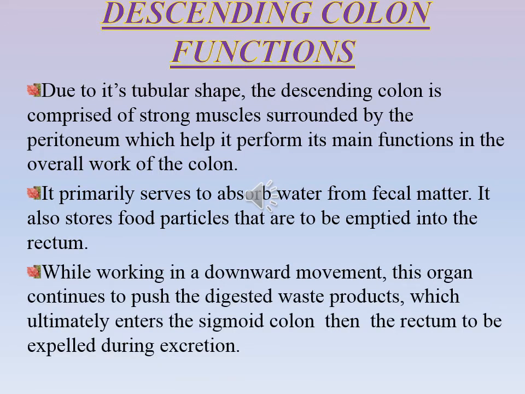The descending colon functions. Due to its tubular shape, the descending colon is comprised of strong muscles surrounded by the peritoneum, which help it perform its main functions in the overall work of the colon. It primarily serves to absorb water from fecal matter. It also stores food particles that are to be emptied into the rectum. While working in a downward movement, this organ continues to push the digested waste products, which ultimately enter the sigmoid colon, then the rectum, to be expelled during excretion.